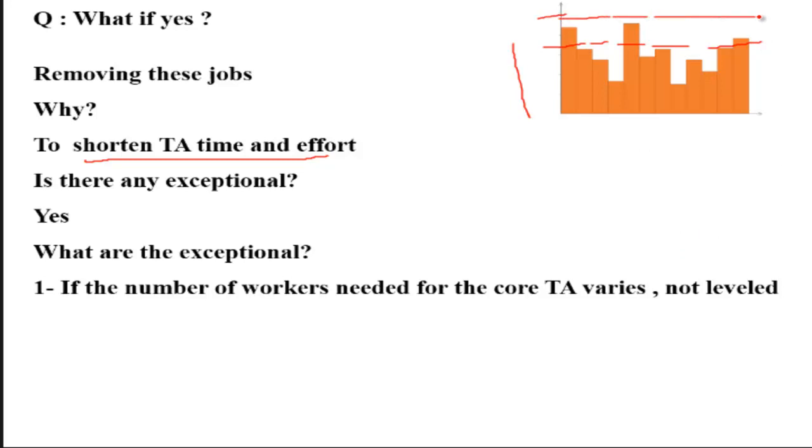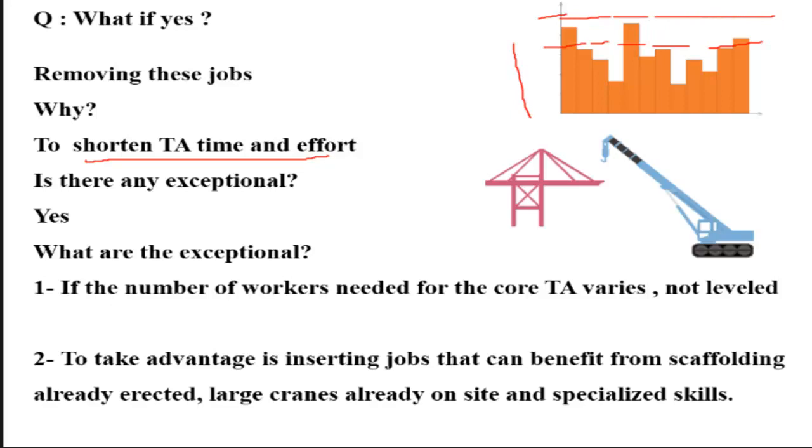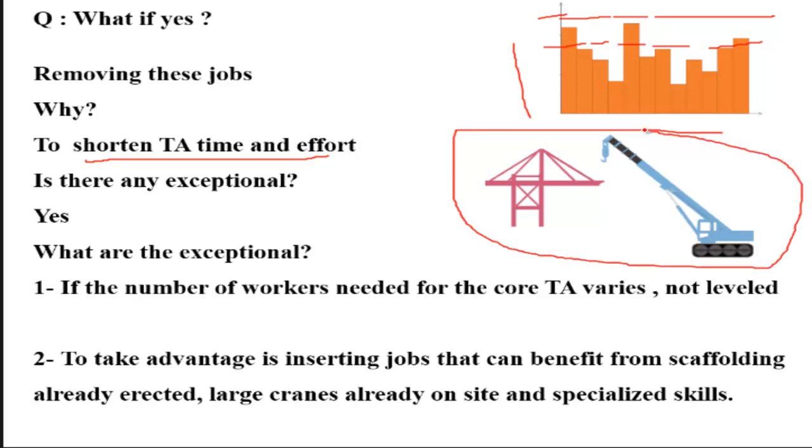The second exception is to take advantage of whatever already existing heavy equipment, like scaffolding, large cranes, heavy equipment, and even specialized skills which might be available during this period. These specialized skills and this special equipment, either inspection equipment or heavy equipment or whatever it is, might not be available during the production time.